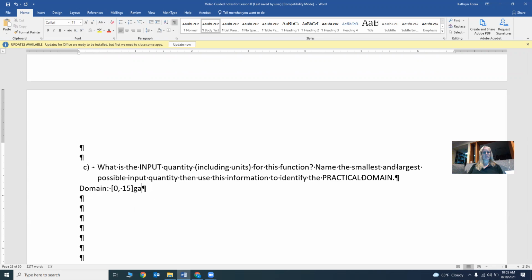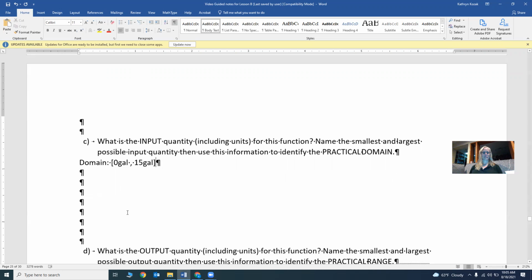You also want to use the units. So these are gallons. You can either put the gallons inside there and say it's gallons this way, or you can just put the gallons on the outside. I actually think I prefer having the gallons on the inside. So I know that that goes from 0 gallons to 15 gallons.